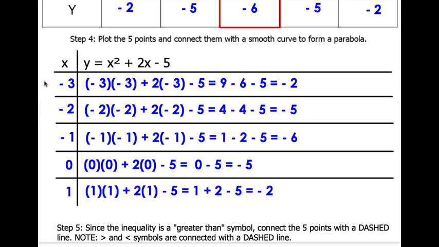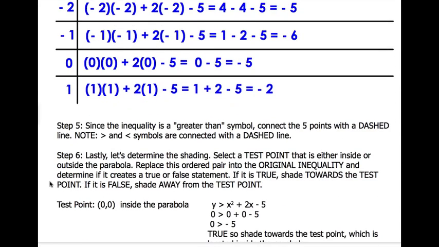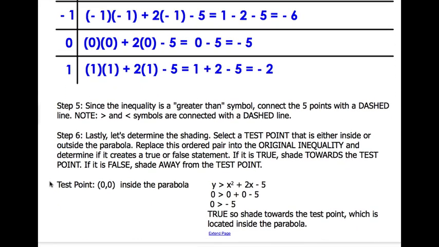Next, you're going to graph each of these 5 ordered pairs. Now, this is the part that's different when you graph quadratic equations. When it's an inequality, since our question was a greater than symbol, with the 5 ordered pairs that you graphed, you're going to connect it with a dashed line. If your quadratic inequality has a greater than or less than symbol, you're always going to connect your ordered pairs with a dashed line.